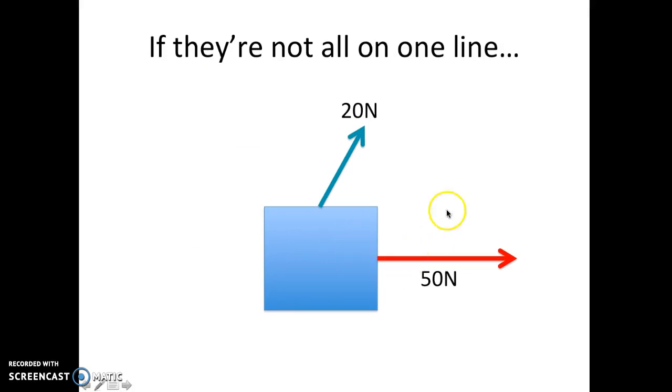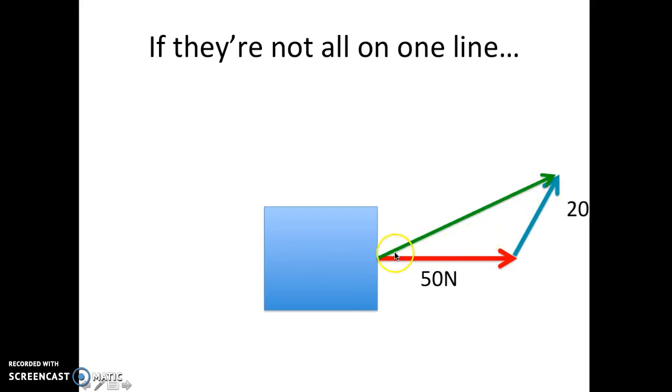If they're not all in one line, it is slightly trickier. So in this case, notice they're not actually perpendicular to each other. I've got one acting in the horizontal direction and one acting at an angle. So they're not all in one line and they're also not acting along the same direction. So I need to do something different. I take this as my first arrow and then I place my second arrow so that I go bottom to top, bottom to top, and then I can draw a third arrow going from the start all the way to the finish.